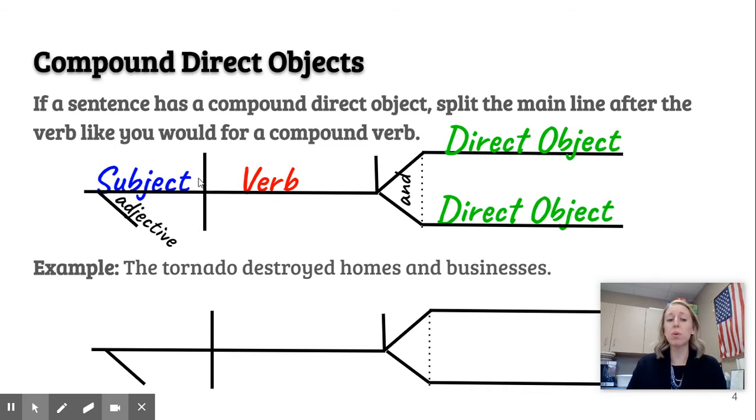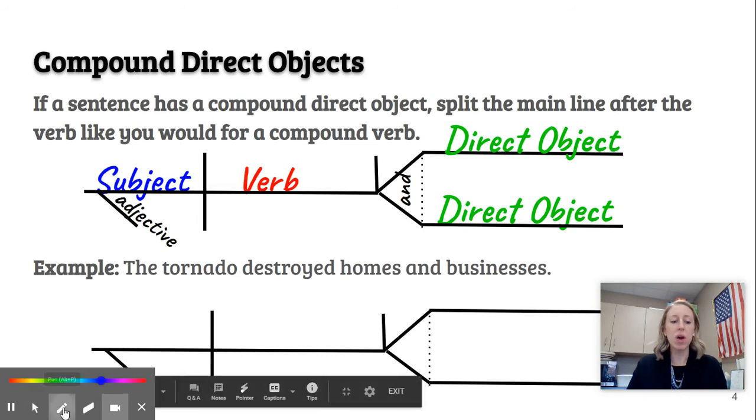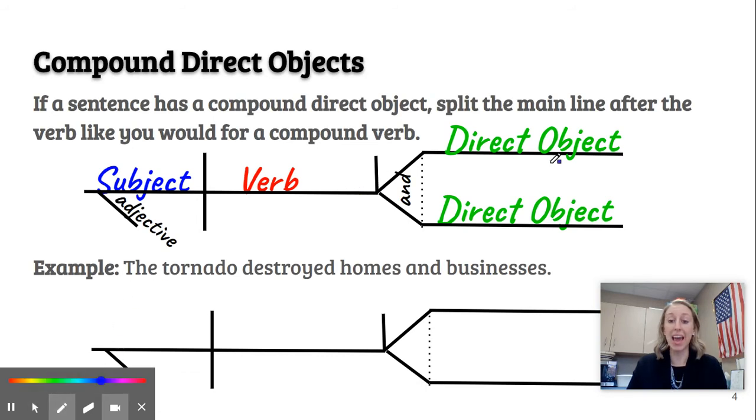We did the same thing when we were studying just the basic subject and verb diagramming. If we had two or more subjects, we just split that main line on that subject side. If we had two or more verbs, we just split it on that verb side. So you just follow the same rule. Now, let's say you had a compound verb and a compound direct object, then your diagram is going to look a little weird, but it would look like this.